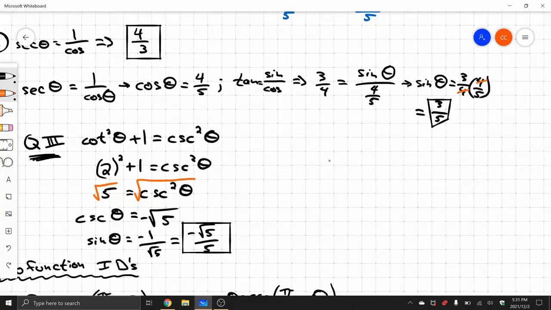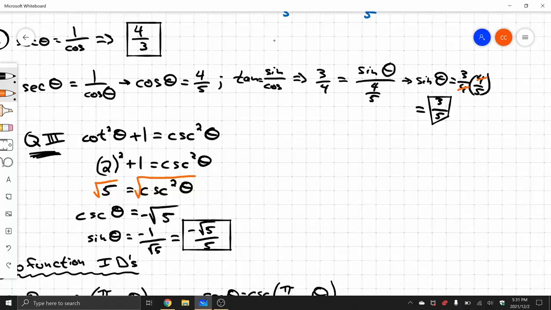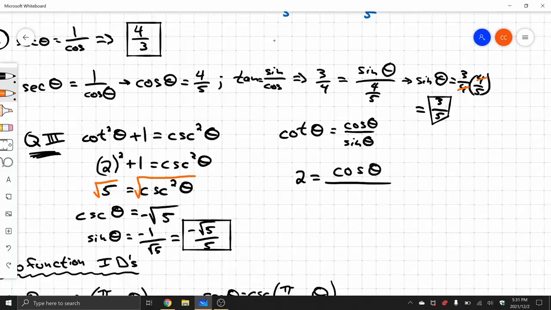And we're asked to find cosine as well. So let's do that. For my cosine, I'm just going to use the fact that my cotangent is equal to cosine of theta over sine of theta. Because I already know my cotangent is 2, and I already know that my sine of theta is negative root 5 over 5, all I have to do to solve for cosine theta is multiply both sides by negative root 5 over 5. And I find that cosine theta is equal to negative 2 root 5 over 5.